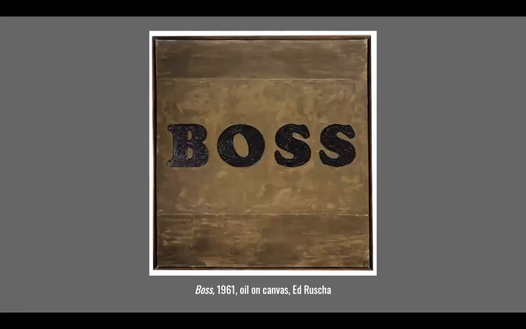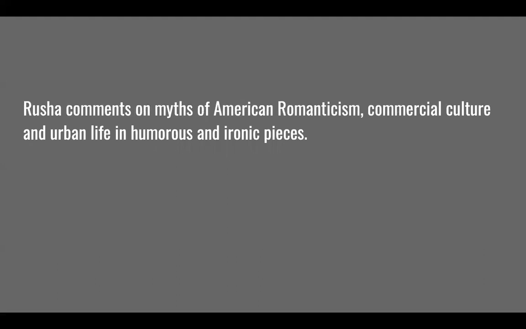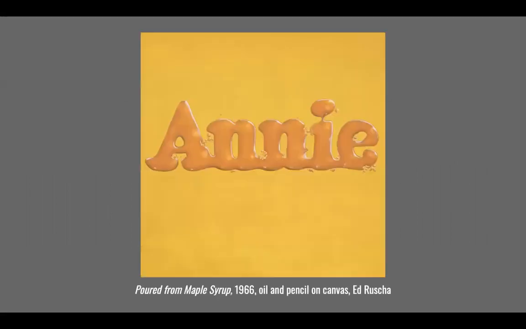So, Edward Ruscha, someone who's still working today. And he really comments on the myths of American romanticism, commercial culture, urban life, with humorous and ironic phrases. He also really used some odd materials. So we're still pushing the limits of what art can be made out of at this time.